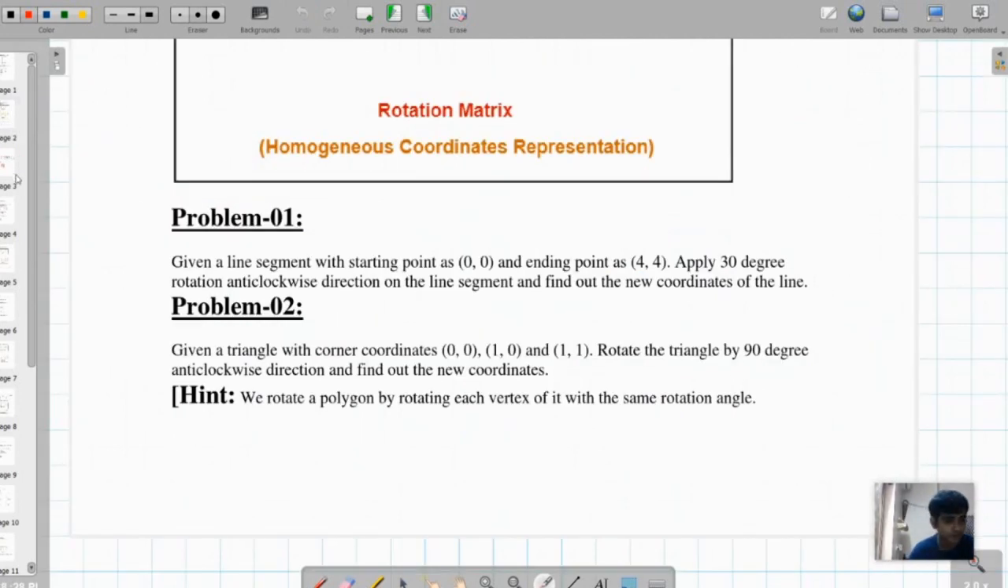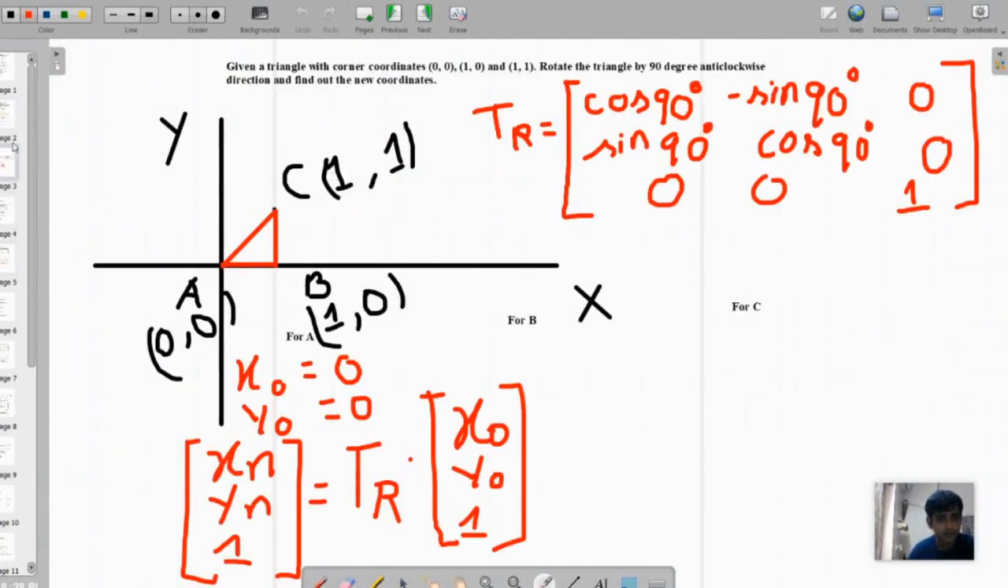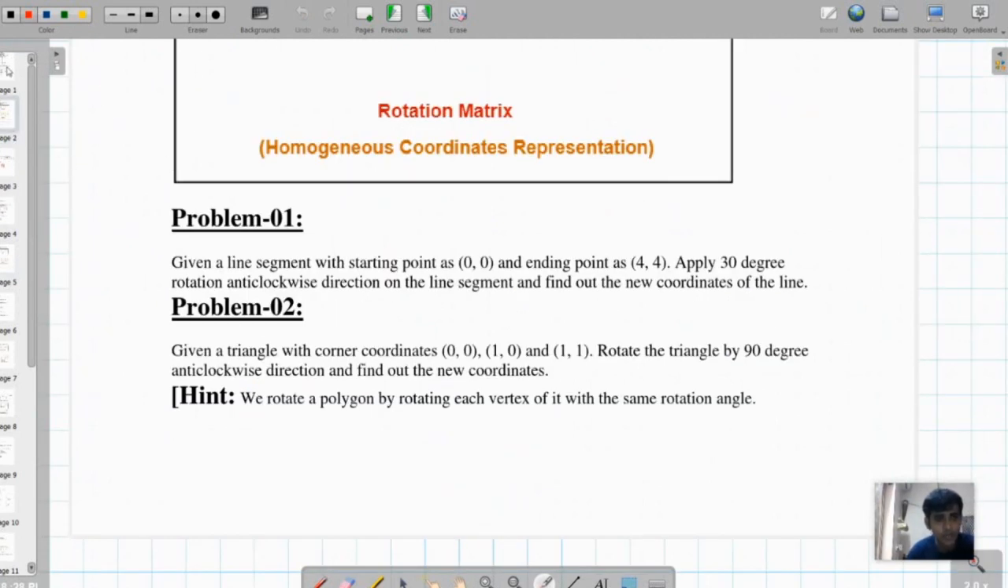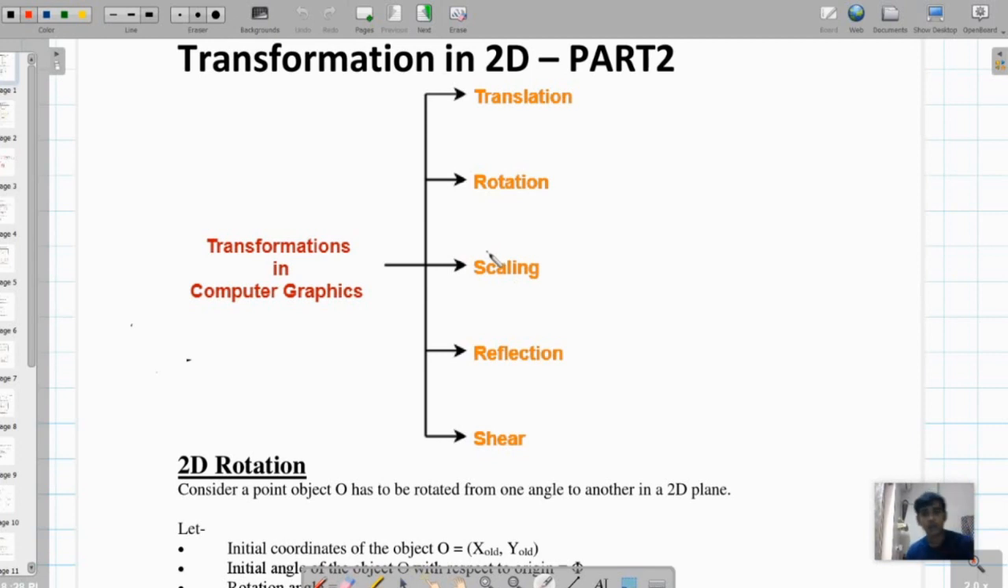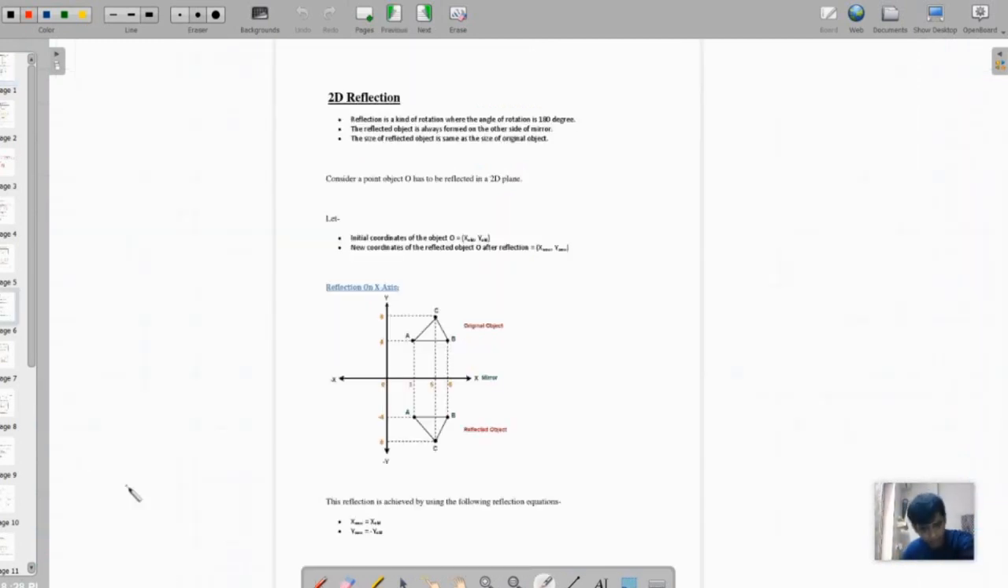Now come to the next transformation, which is reflection. Reflection can be performed in two ways. It can be done with respect to the x-axis, and it can be performed with respect to the y-axis.